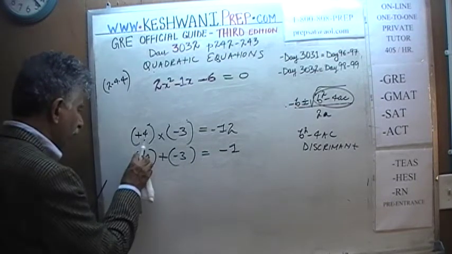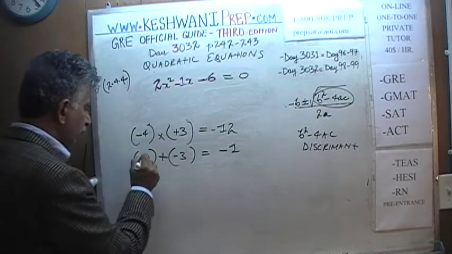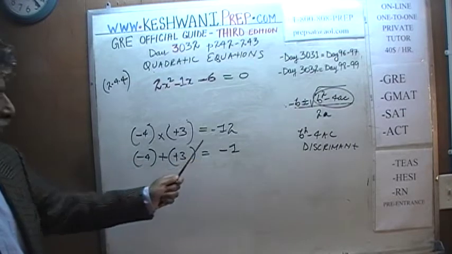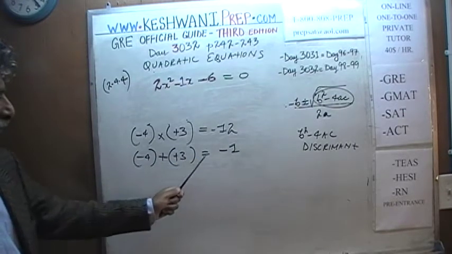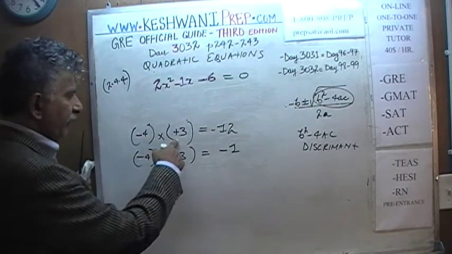We don't want positive 4 and negative 3. We want it the other way around. We want negative 4 and positive 3, and that would do the job. Negative 4 and positive 3, their product is negative 12, and when we add negative 4 and positive 3, the sum is negative 1. Let's do this, shall we? So negative 4 and positive 3, remember that.